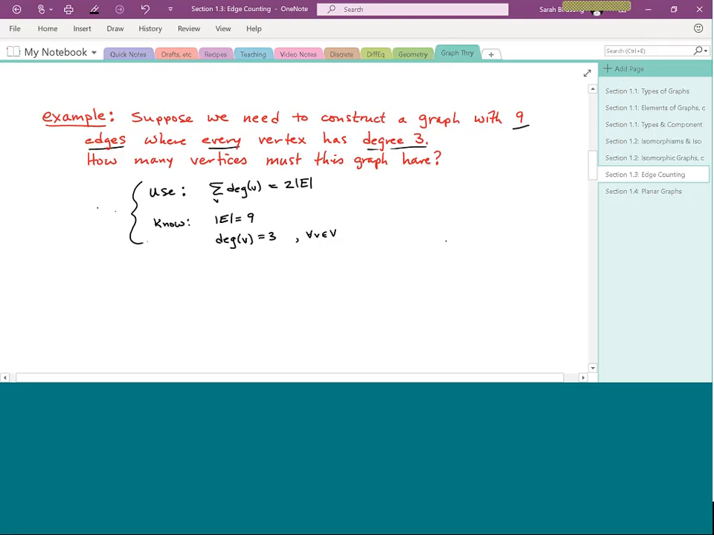Now, quick check before I go forward. Are you guys comfortable with this symbol after the comma?